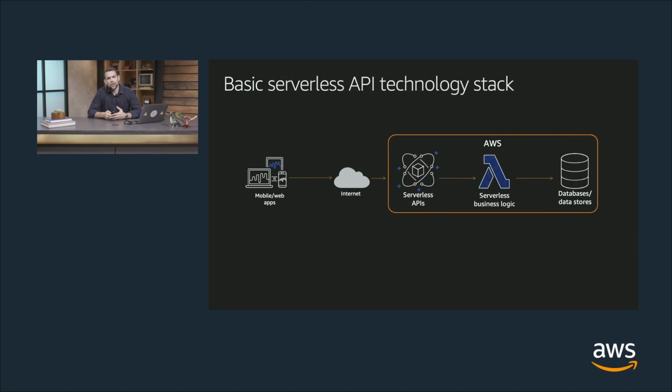In the serverless world, we'd have serverless APIs, serverless business logic, serverless databases, and no need to worry about provisioning, patching, maintenance of servers, or load balancers. High availability, scalability, and fault tolerance are built in. You can still add message buses, queues, streams, and workers to your API backend for more complex use cases.